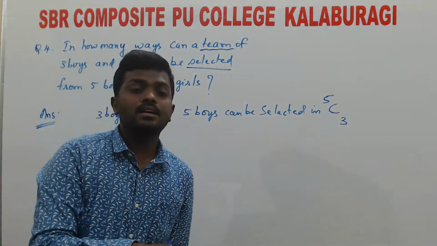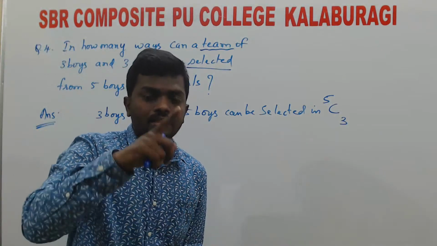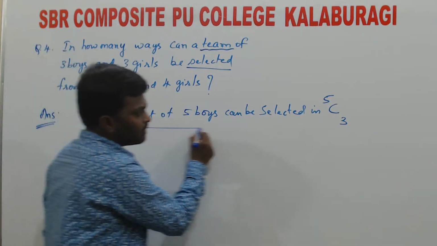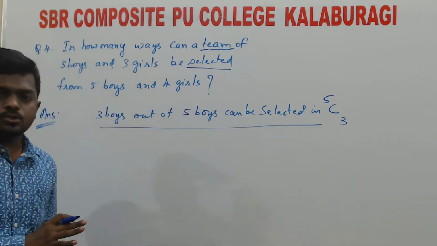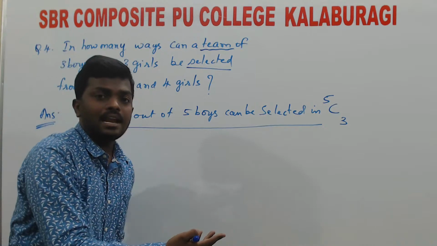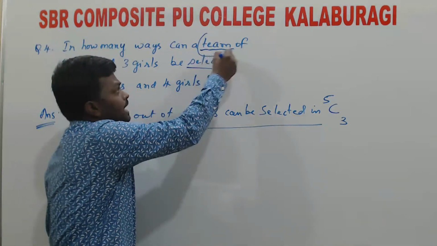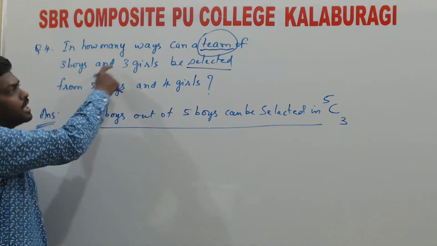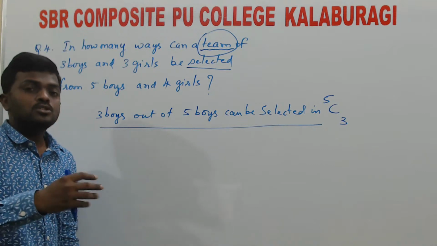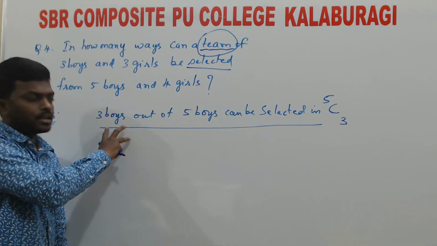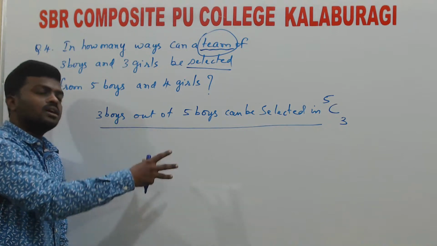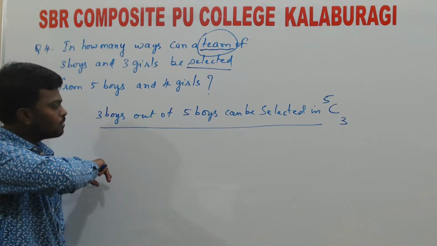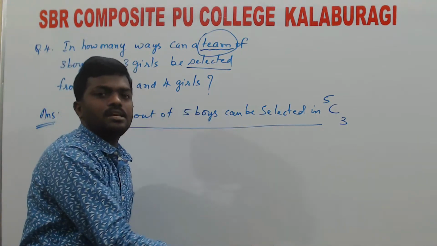Okay, is the team complete? Is the event complete? No, right? The team consists of 3 boys and 3 girls. So till now what have we done? We have only picked the boys. And I have to pick girls also. Then only the team will be ready. The work is not completed yet. The work will be completed only when girls are also picked. So a team will be formed only when 3 boys and also 3 girls are picked.